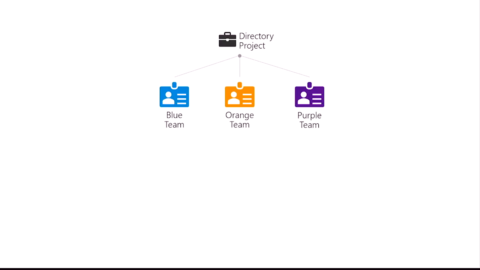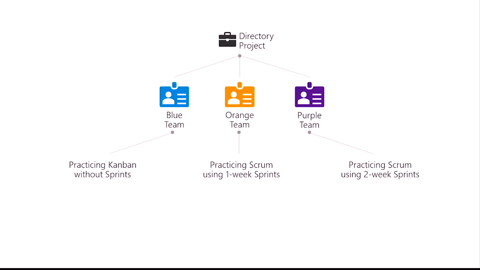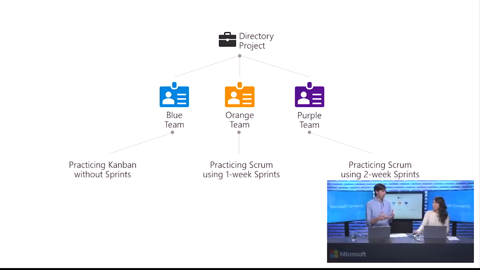The interesting thing to point out about each of these teams is that they are all practicing different Agile methodologies. Our blue team is practicing Kanban without using sprints. The orange team is practicing Scrum using 1-week sprints. And then we've got our purple team, which is practicing Scrum using 2-week sprints. So we've got a lot of variety in the types of teams in this project.